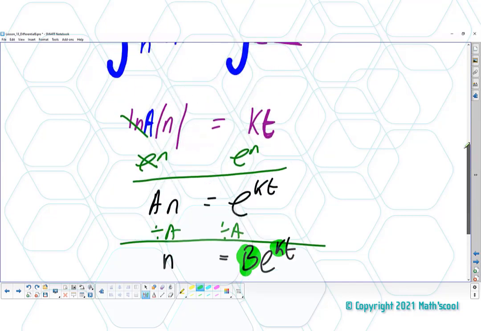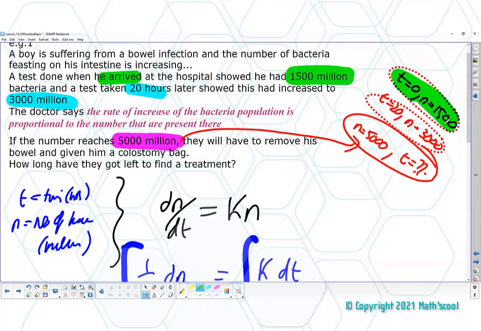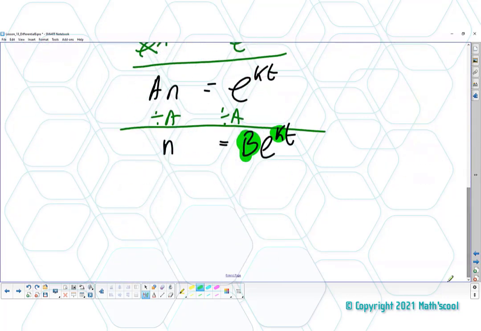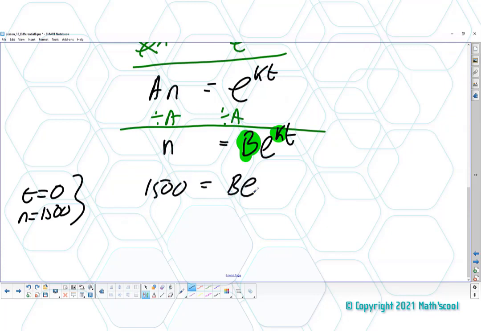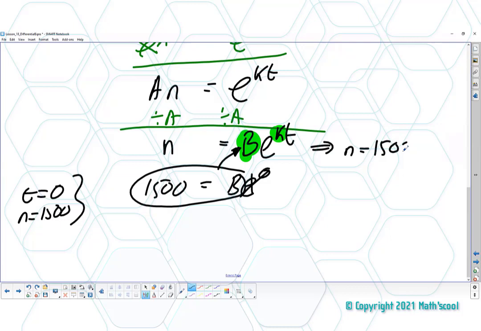So now we'll start putting in the information they gave us. Let's start off with this bit of information. t is 0, n is 1500. Let's stick that in. 1500 equals b e to the 0. Well, e to the 0 is 1. So that just immediately tells us that b is 1500. So we can replace that b. So now we get n equals 1500 e to the kt.